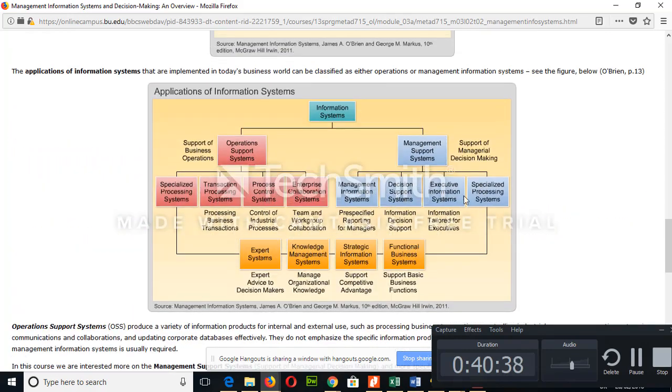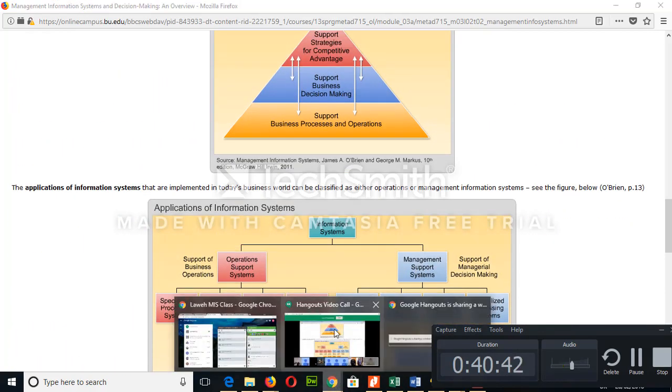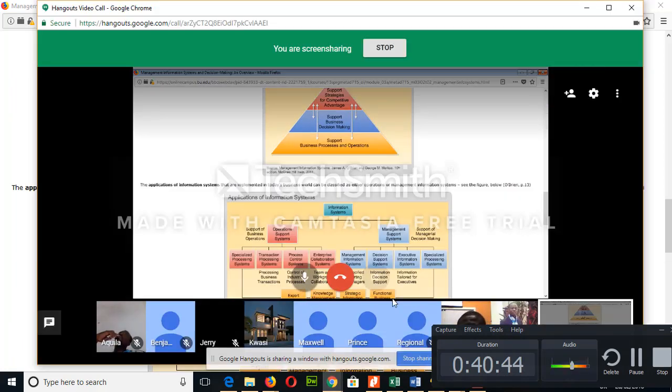Yeah. Any questions? Sir, hello? Yes, go ahead. A system like a supply chain management system, for management of the whole organizational supply chain. How do you classify such a system?